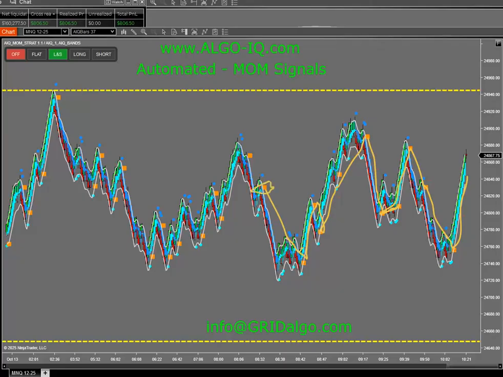So the actual amount of flips: that's trade 1, trade 2, trade 3, trade 4, trade 5, trade 6, trade 7, trade 8. So it took me 8 trades today to push over 700 to get to my daily goal.